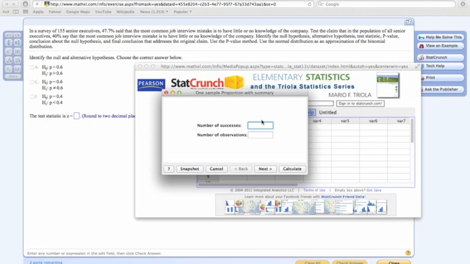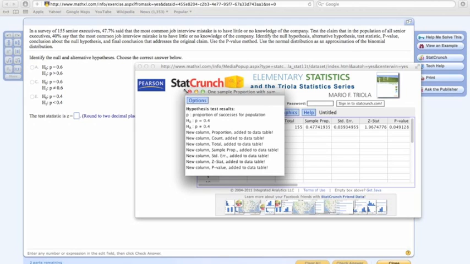And the number of successes, well, remember just a minute ago we found that that was going to be 74. And the number of observations that we had was the 155. We hit next, and we tell it we want a hypothesis test. And in our null hypothesis, the proportion is equal to, well, that's our 40% there. So we say 0.4, and we hit next. And we'll go ahead and store the output in a table. That makes it easy to go back.